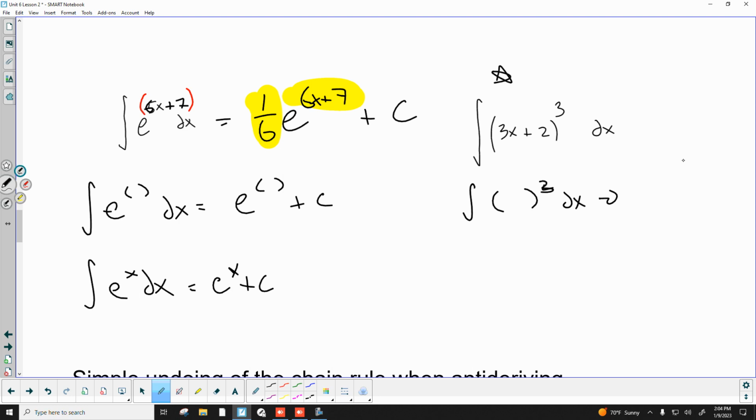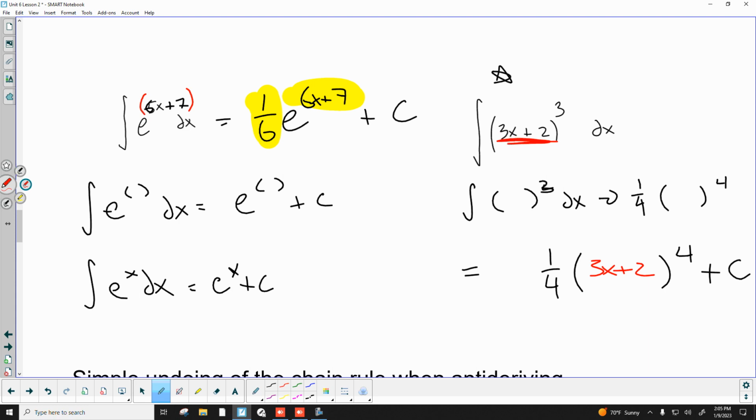Hopefully you're like 1/4. Great. So, you got a 1/4 and a 4. I don't have anything else besides a plus C. Ready? Here's the last step. What is on the inside stays on the inside. I don't do anything with that.